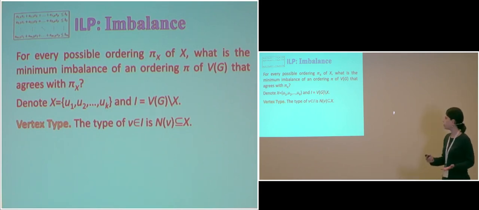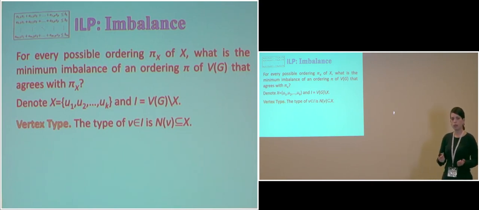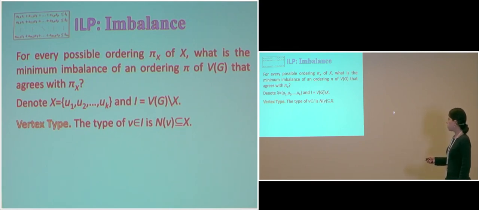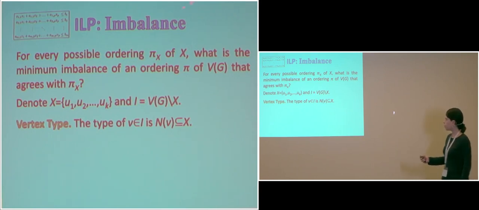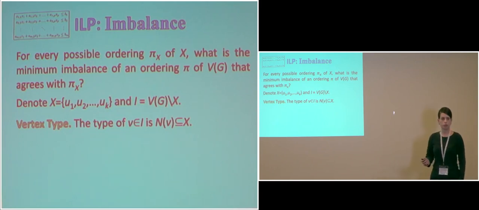What is important for these elements in the independent set is their neighbors. Those are what contributes to their imbalance. So let's say that the type of a vertex in the independent set is its set of neighbors. Where are all these neighbors? All of them are in X, because X is the vertex cover. So the type of a vertex in the independent set is precisely its set of neighbors.